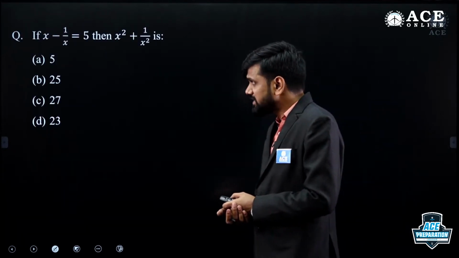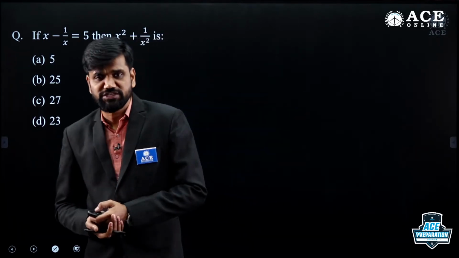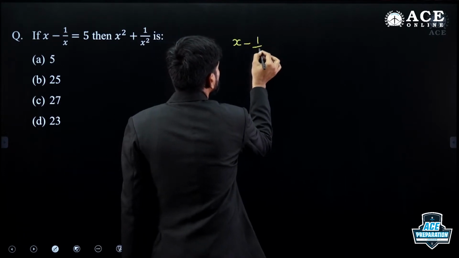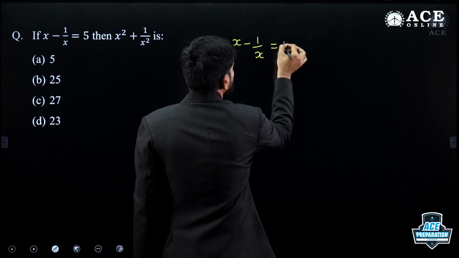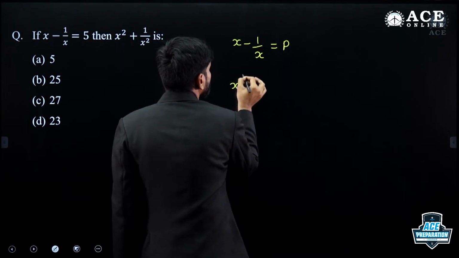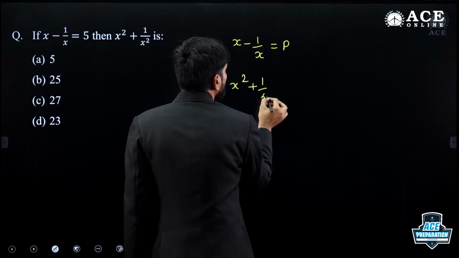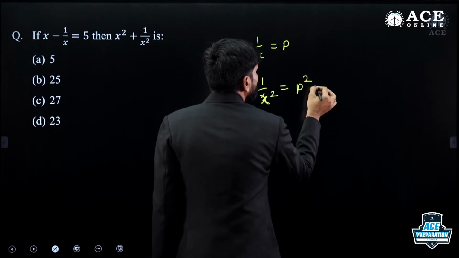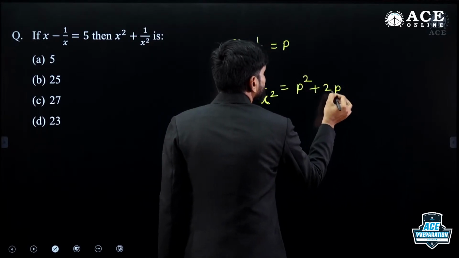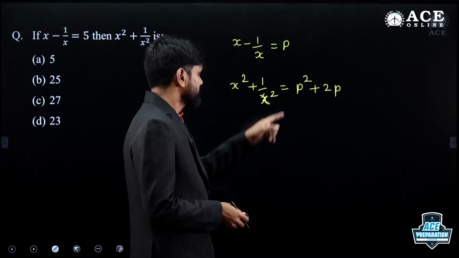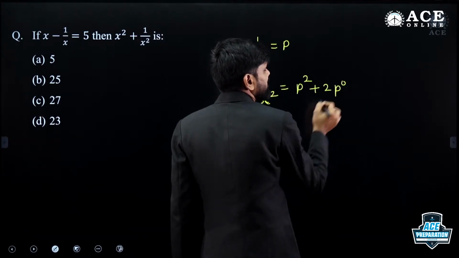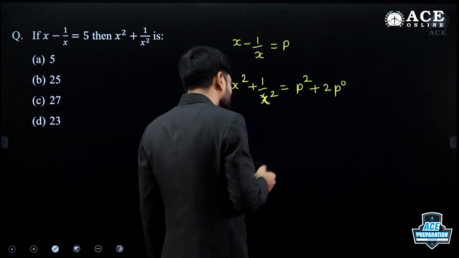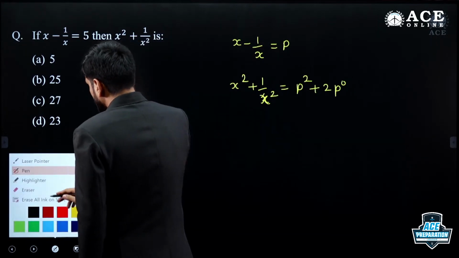What is given here? x minus 1 by x is 5, then x square plus 1 by x square is how much? It is looking like x minus 1 by x equal to p. If you want x square plus 1 by x square, that will be equal to p square plus 2p power 0, as I already told you, powers will decrease by 2. So p power 0 means this will become 1, so I need not write that. I can simply say p square plus 2 straight away.